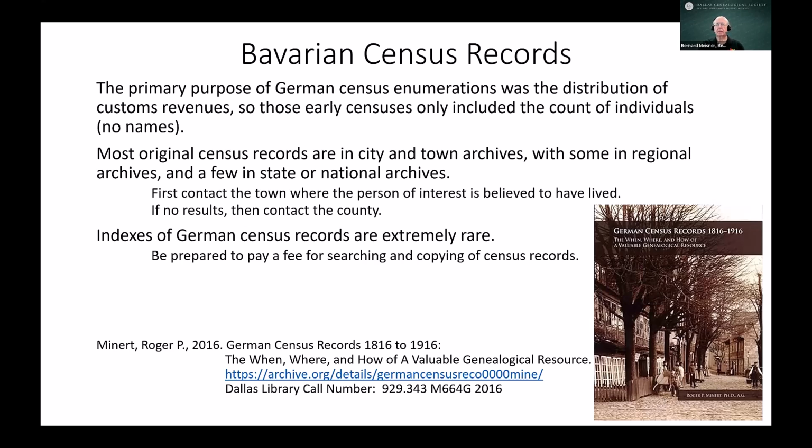So most of the records remain in the city and town archives. Some are in the regional archives. So start local and work your way up. They don't have indices. Most of the counts are only how many people you had. It may just have a head of household, but there are some that do list all the family members. And this book is also here in the library.